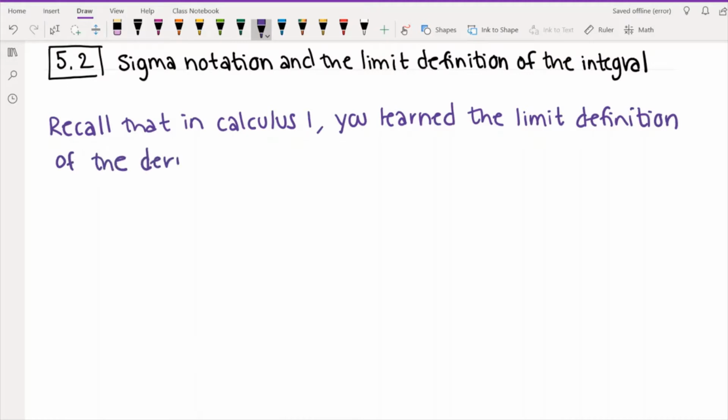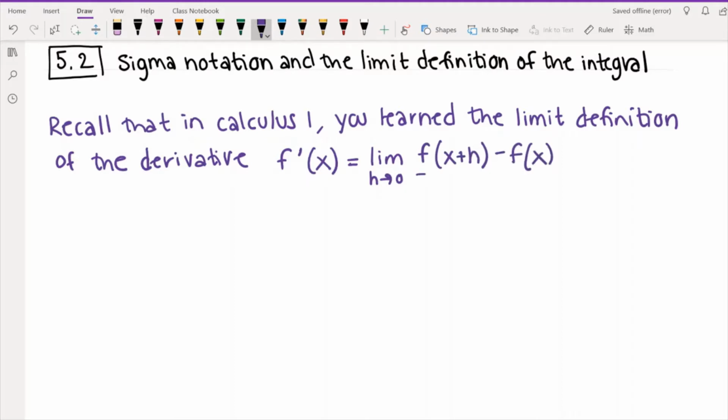So how did that work? Well, basically it came from this idea of using secant lines to approximate the slope of a tangent line. And so the limit definition of the derivative says that f prime of x, the slope of the tangent line at an x value, is equal to the limit as h approaches 0 of f of x plus h minus f of x all over h.